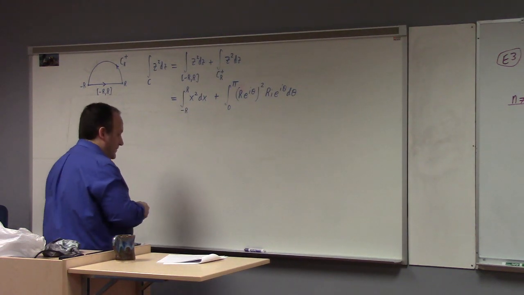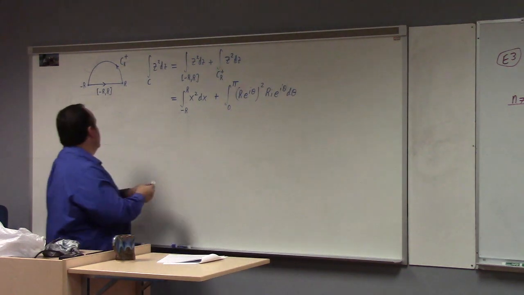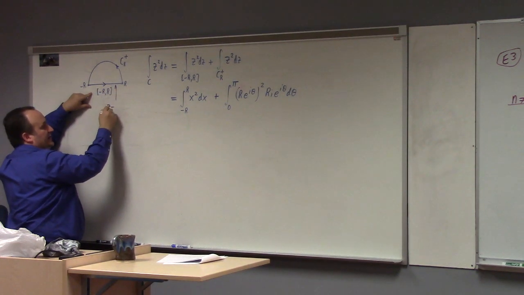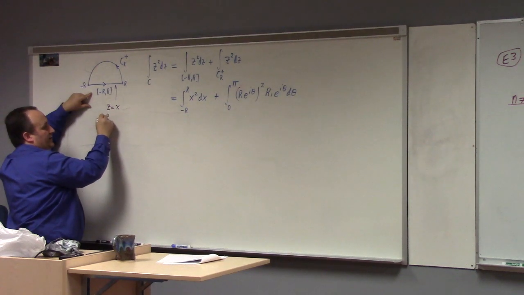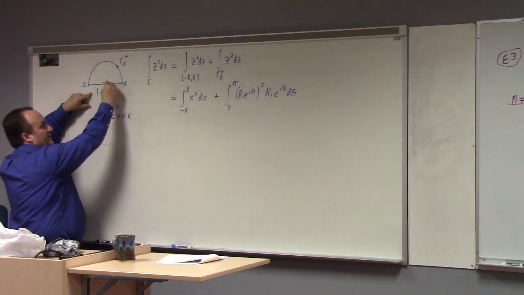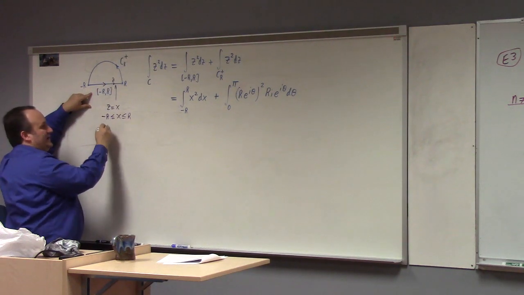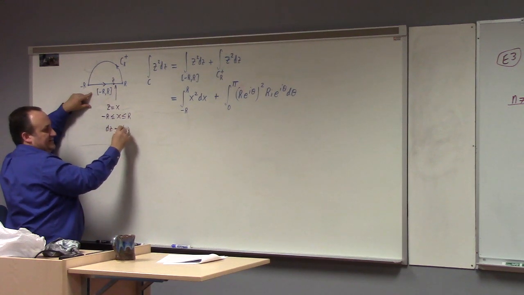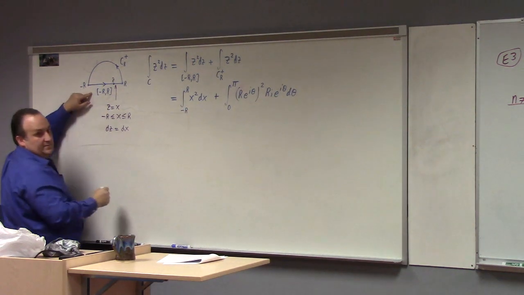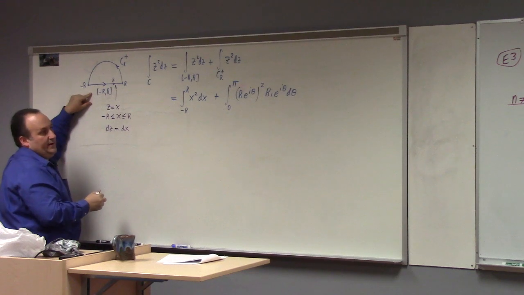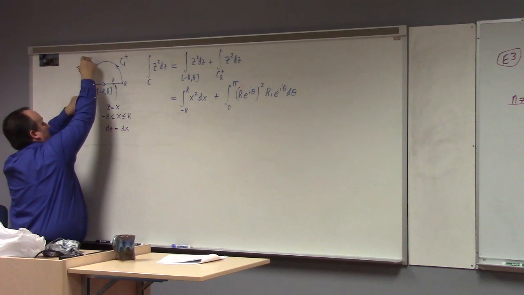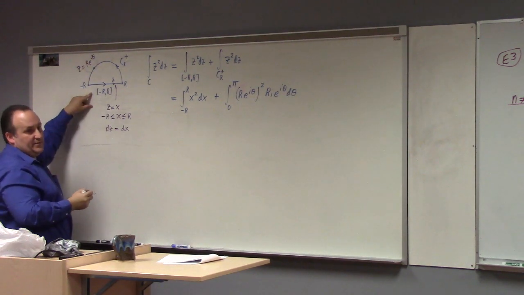Let me expand on what I'm saying. Why am I saying that? Because this right here is z equals x for minus R less than or equal to x less than or equal to R. That is the parameterization of z here, and dz is dx. So that's why we have x squared dx here. And the upper part, right up here, I have z equals R e^{i theta}. That's a parameterization of the half circle, and I go from 0 to pi.